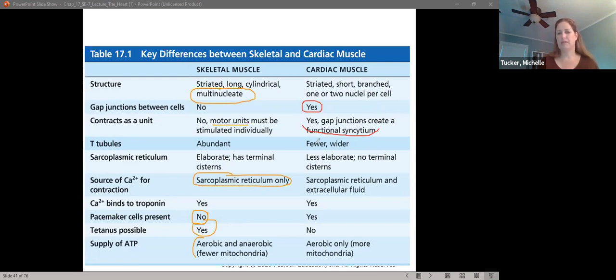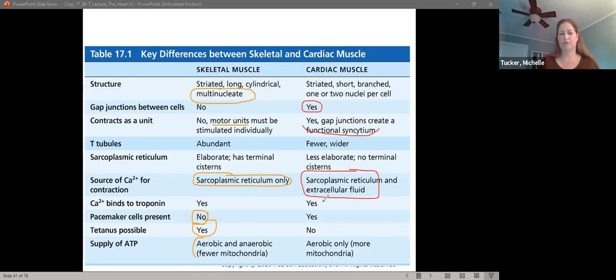The T-tubule system is much less elaborate, and part of that is because cardiac muscle is going to rely not only on the sarcoplasmic reticulum for calcium, but also on the extracellular fluid. And the ability to have calcium channels and get calcium from that extracellular fluid is one of the reasons why we maintain such a tiny, narrow range for blood calcium levels, 9 to 11 mg per deciliter. So we keep that very tight because it can affect the functioning of the heart.